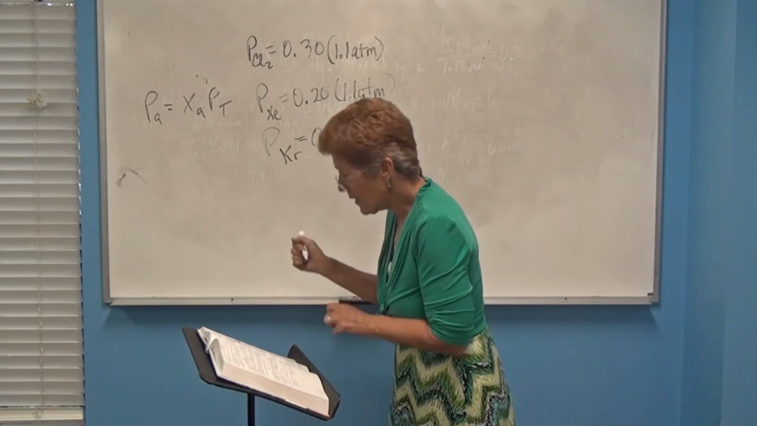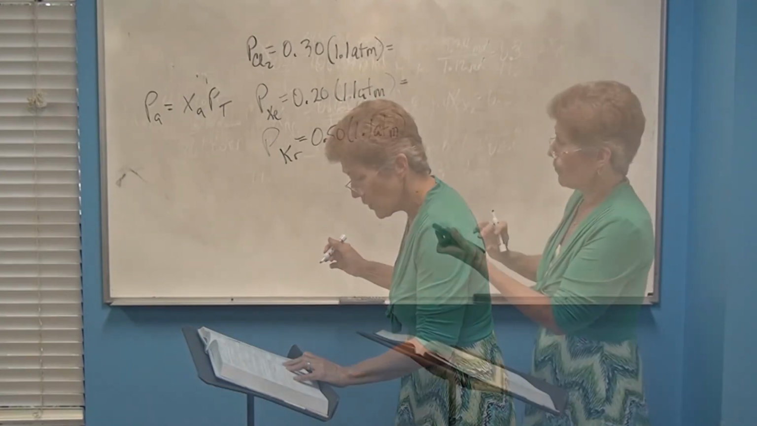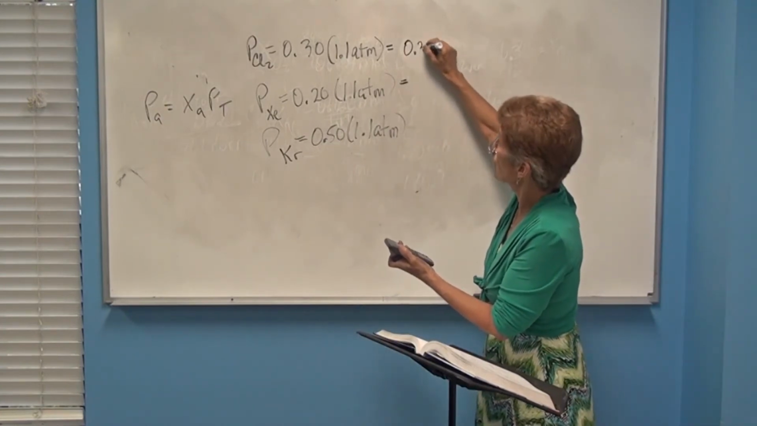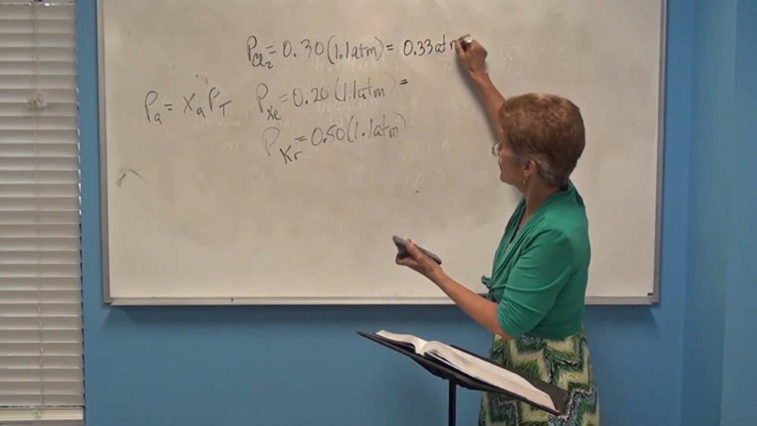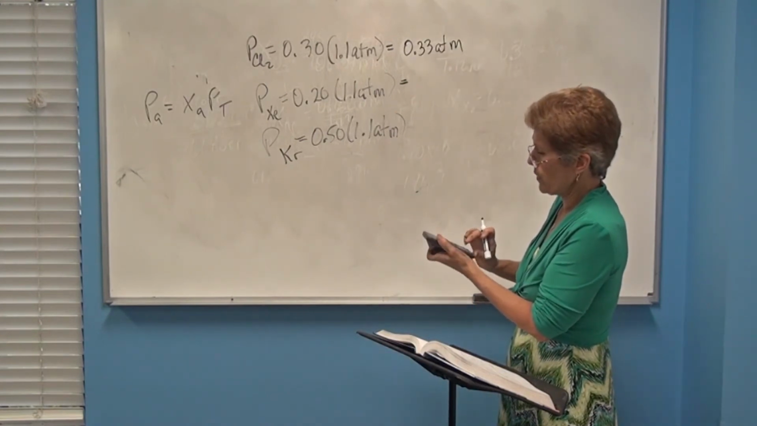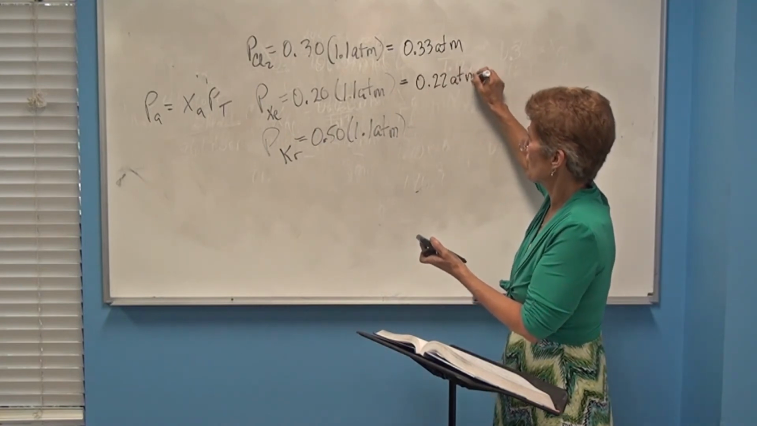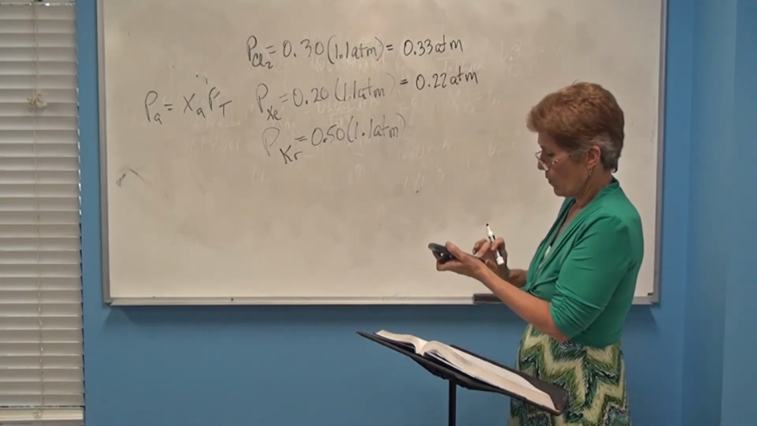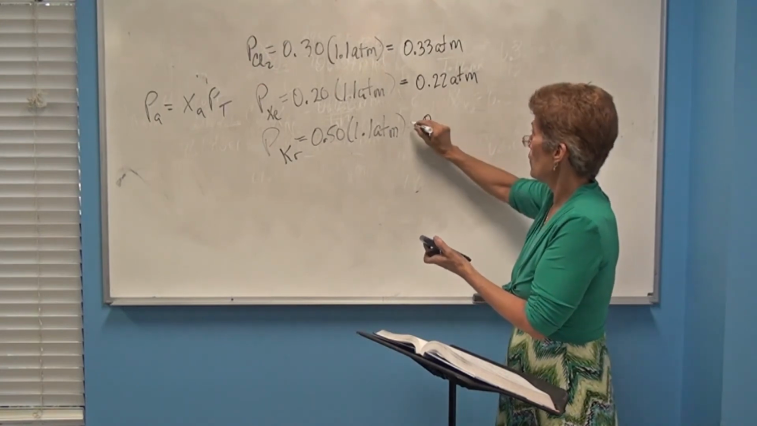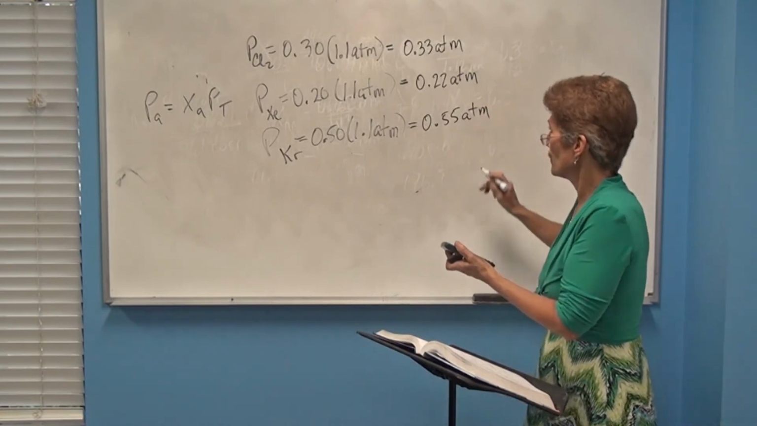And so then we have two significant figures in each of those. 0.3 times 1.1 is 0.33 atmospheres. 0.2 times 1.1 is 0.22 atmospheres. 0.5 times 1.1 equals 0.55 atmospheres.